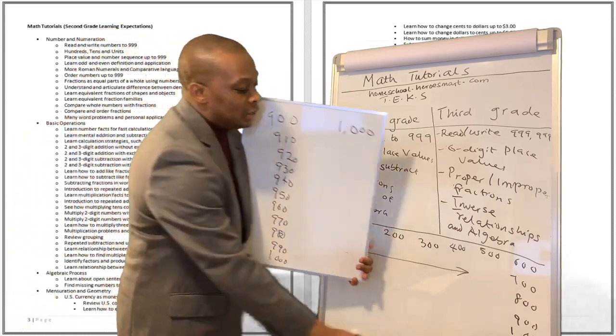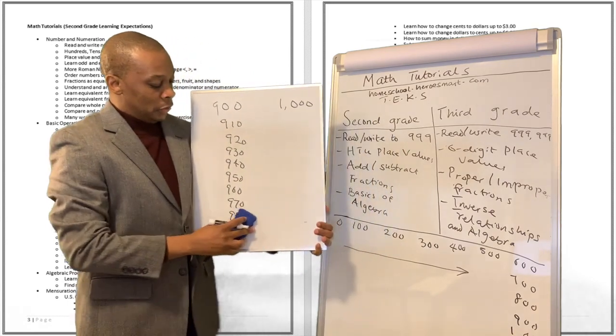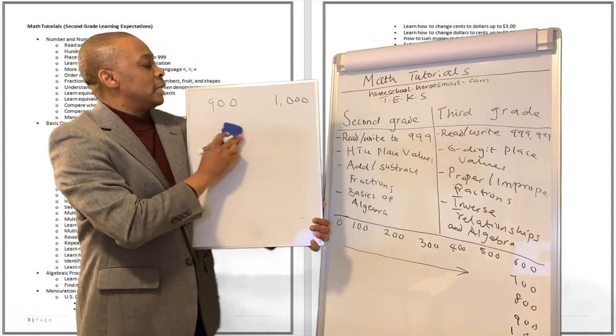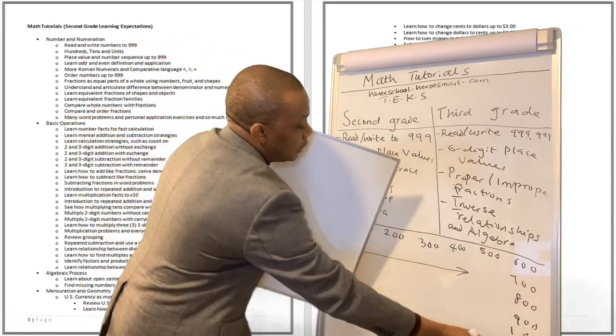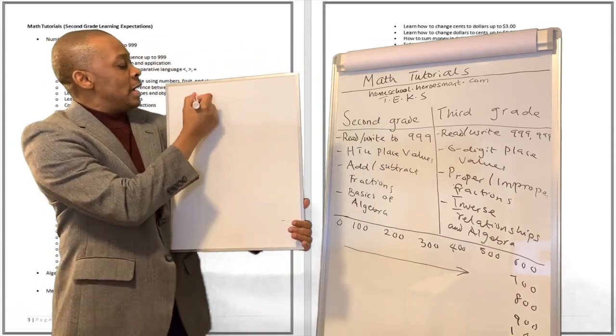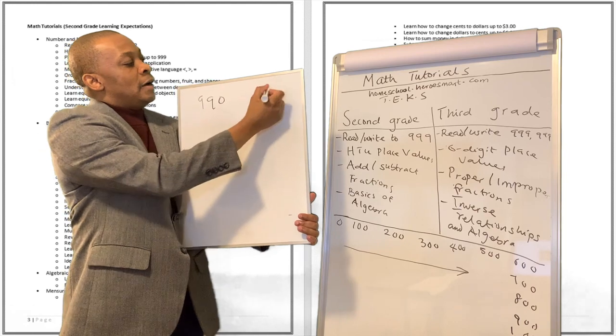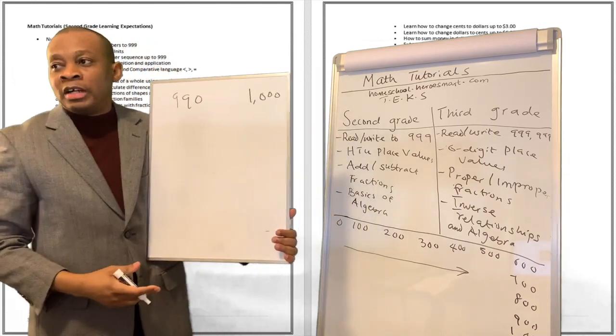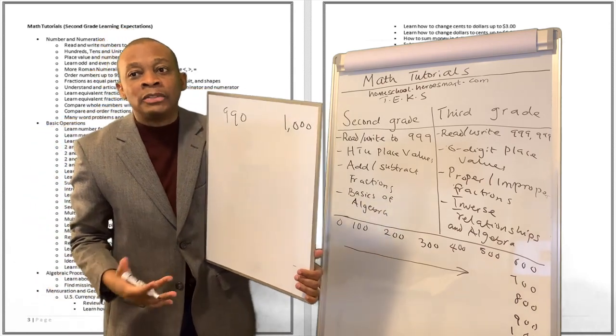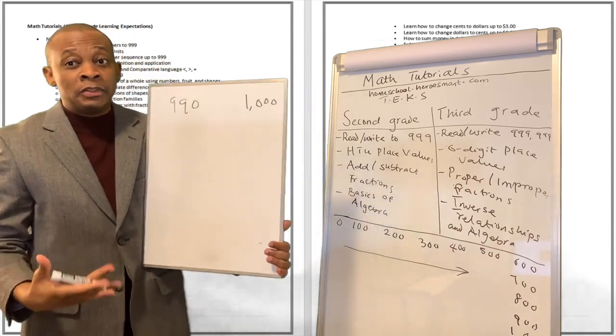All right, so let's teach them how to count by ones starting from 990. We're going to try to count by ones starting from 990 up until 1000, so they can identify a pattern. Once they identify patterns, then they can count by themselves, just like that.